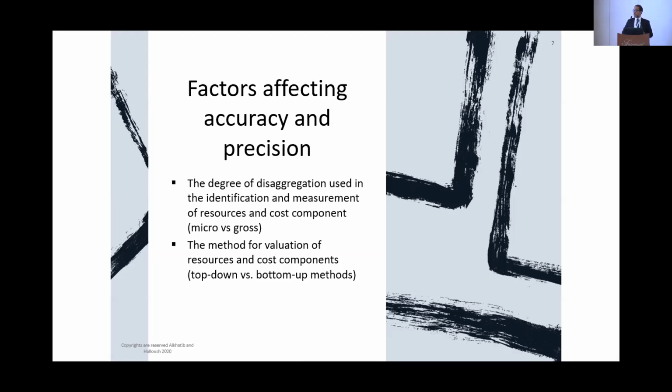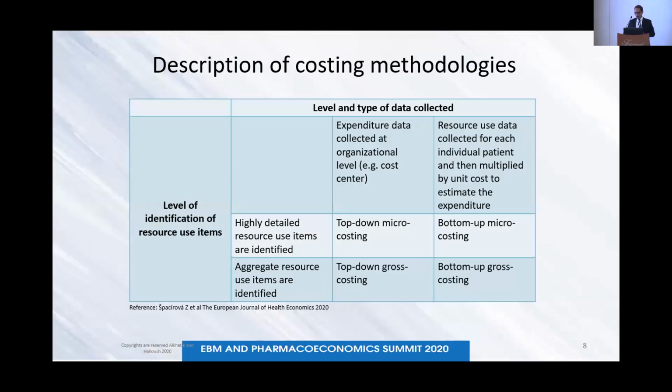The other thing is the method of valuation of the resources. Are you using top-down or bottom-up? In the literature, we have something called the level of identification of resource items. For example, in top-down micro costing, your starting point is the average cost or the total cost.